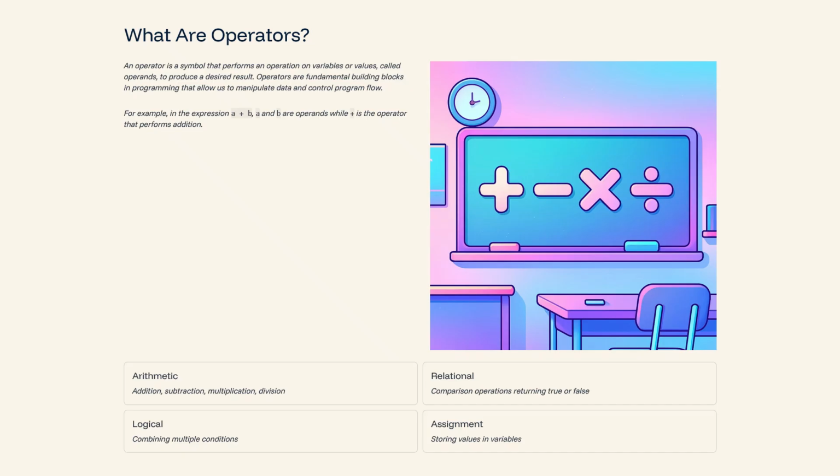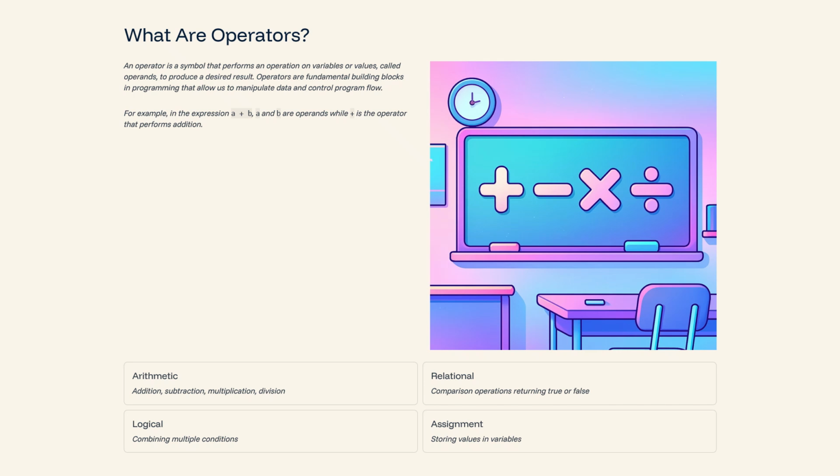Now, we'll see what is an operator. An operator is a special symbol that performs an operation on variables, values, or constants. These values are called operands. For example, if we take a + b, it is an expression where a and b are operands while + is the operator that is going to perform addition.